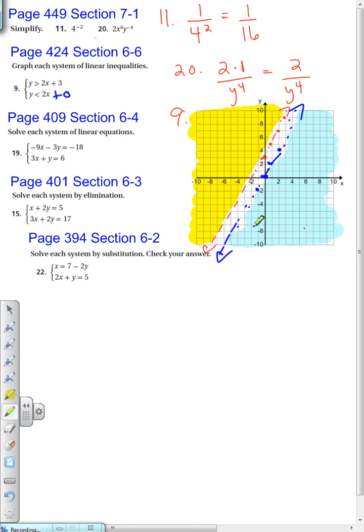So the question is, where does yellow and blue make green? It doesn't. So the answer to the question would be no solution.